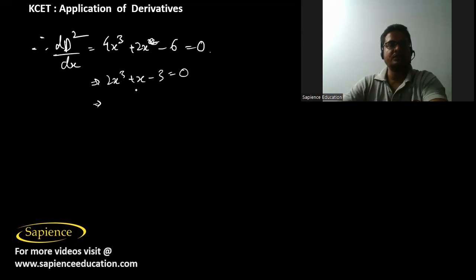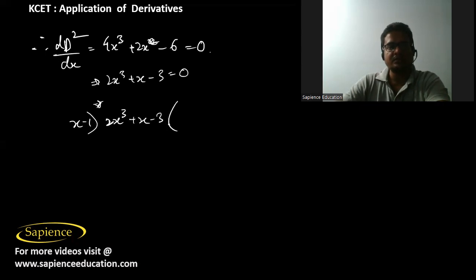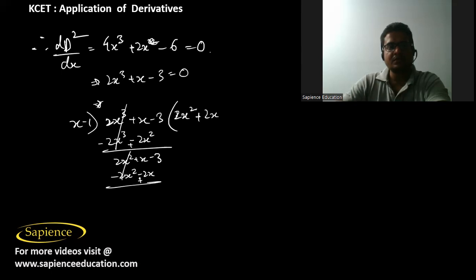Here you can see that 1 obviously is a root. If we divide this by x minus 1, so x equal to 1 is a root, so x minus 1 will be a factor of this. Then we can say that if I take 2x square here, then it will be 2x cube minus 2x square. So these two will cancel out, and this will be 2x square plus x minus 3. Then I will multiply with 2x, then it will be 2x square minus 2x. Then this will again cancel, so this will be 3x minus 3, so this will be plus 3.